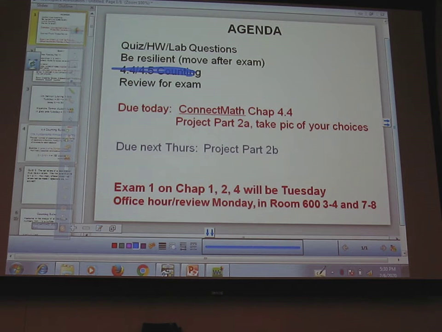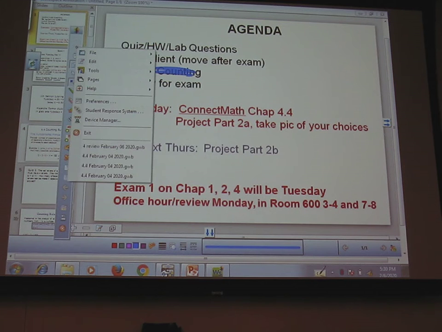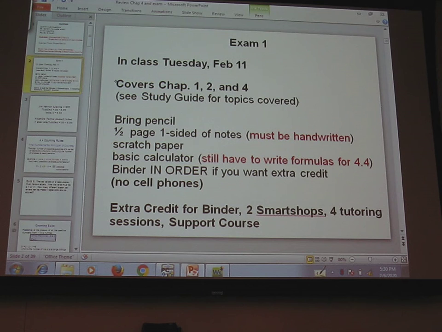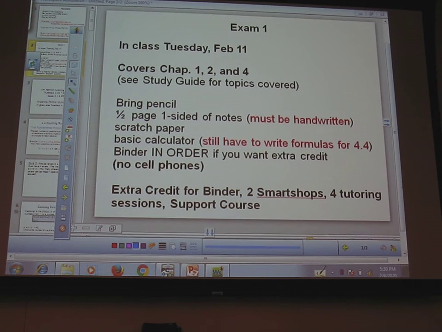The exam is going to be next Tuesday in here. My office hours on Monday, I'm going to move those around, so I'm going to be doing review sessions instead in 600, right across the way, from 3 to 4 and from 7 to 8. So come to either or both. Exam 1 is going to cover chapters 1, 2, and 4.